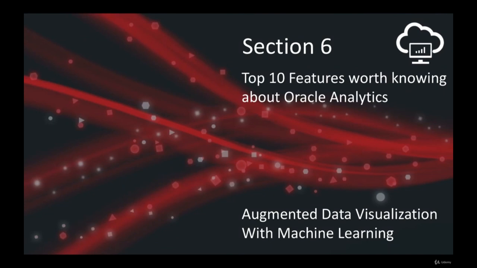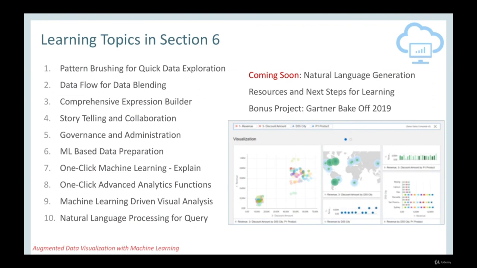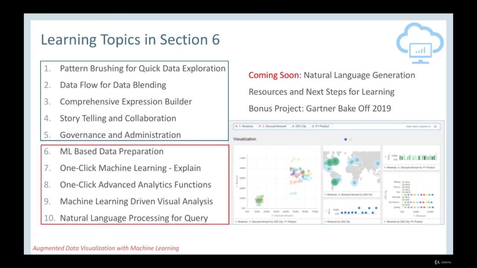Hello and welcome to section 6. This is the last section in this course. In this section, we will summarize some of the top 10 cool features that you should be aware of and that are worth learning about in Oracle Analytics. The next two lectures will talk about the top 10 features, divided into 5 visual experience features and 5 augmented or machine learning driven features that you should be aware of and worth exploring for a stunning visual experience.